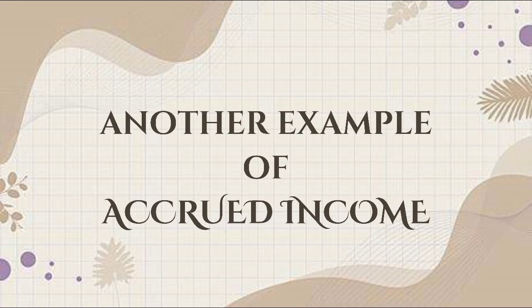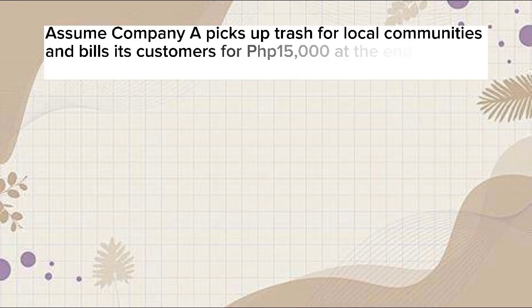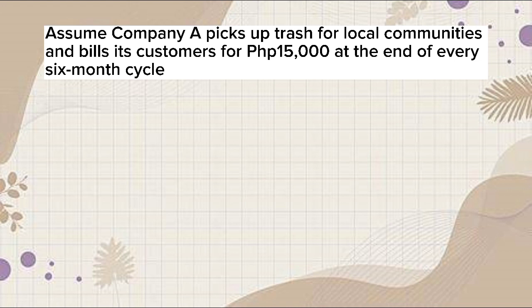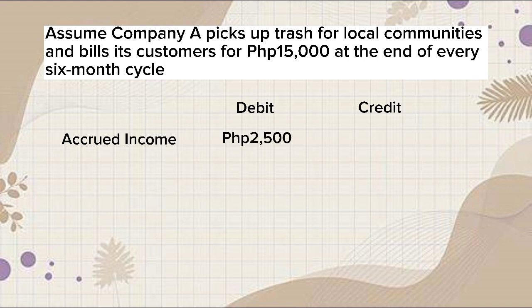Another example of accrued income. Assume that Company A picks up trash for local communities and bills its customers for 15,000 pesos at the end of every 6-month cycle. Kahit na ang Company A ay hindi naka-receive ng payment for 6 months, the company still records a 2,500 pesos debit to accrued income at magre-record din ito ng 2,500 credit to revenue each month.